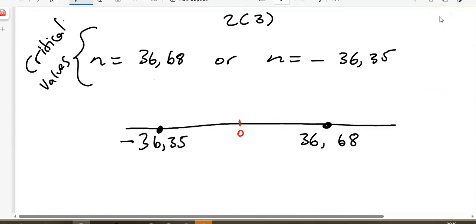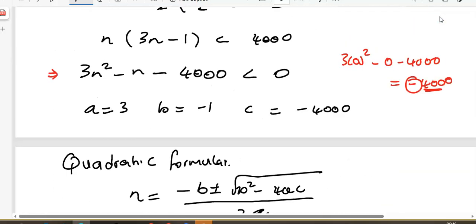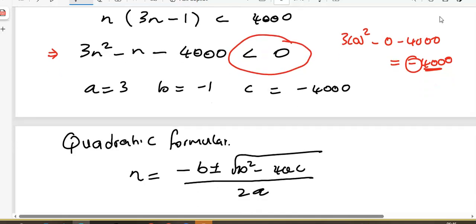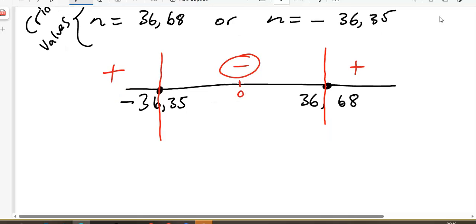So this tells us that our solution between these two numbers is negative. So if the between part is negative, the other side will be positive. But now remember, what are we looking for? We are looking for where the solution is negative. It's negative between these two numbers. So if it's negative between, therefore, we can conclude and say n must be from this point going that side, and from this point going that side.